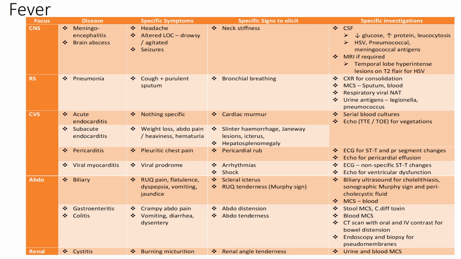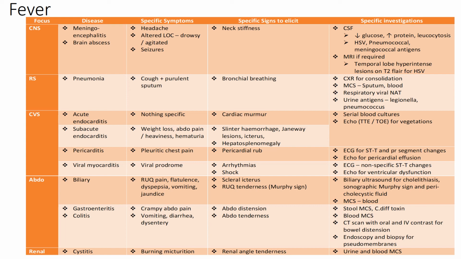Pericarditis and viral myocarditis. Now, pericarditis, the patient will come with pericardial pain, pericardial rub and all that, and ECG will have some non-specific changes. Echo will have a pericardial effusion, but pericarditis is one of those things where you have to make a clinical diagnosis because the investigations are not really specific enough, okay, to rule it in or rule it out.